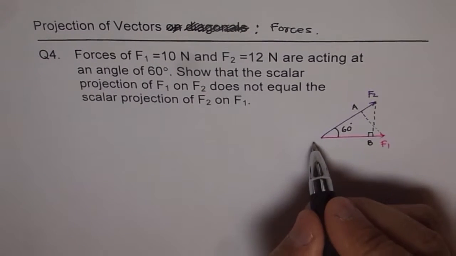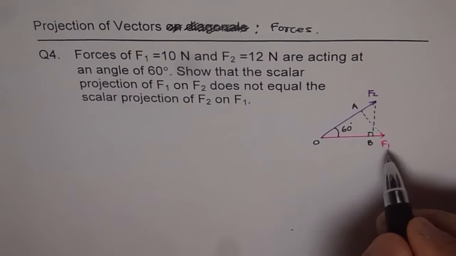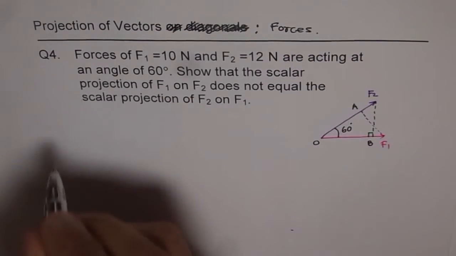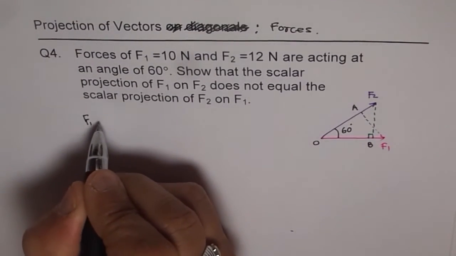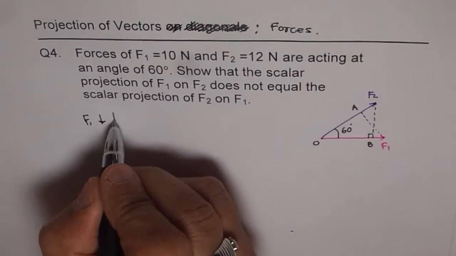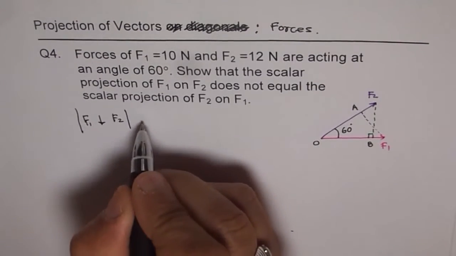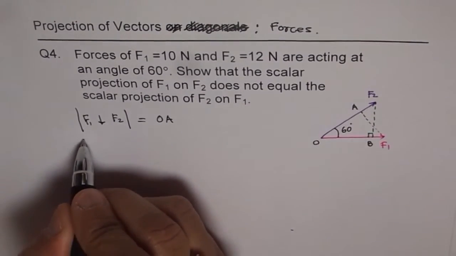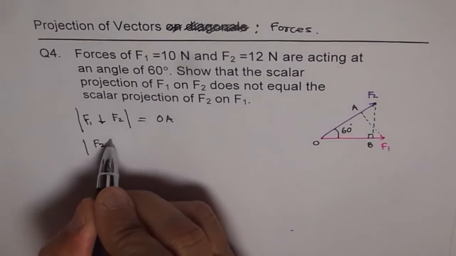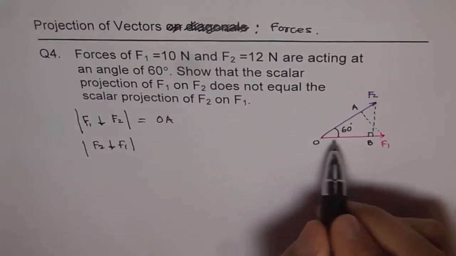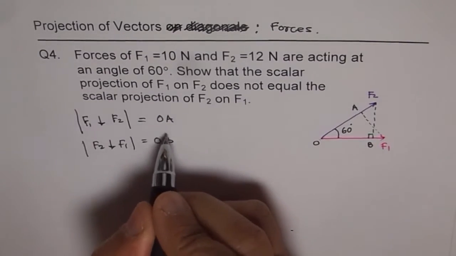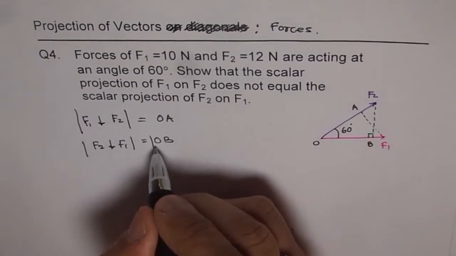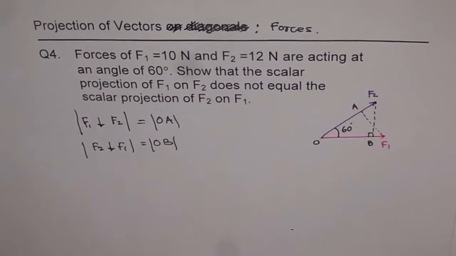So the length from O to A is the scalar projection for F1, right? When you are saying F1 on F2, magnitude, scalar projection, we are trying to find OA. And when you do the scalar projection of F2 on F1, then we are trying to find OB. That magnitude. These are the scalar projections, and as you can see, they are different, right? So you will get a different answer when you apply the formula.